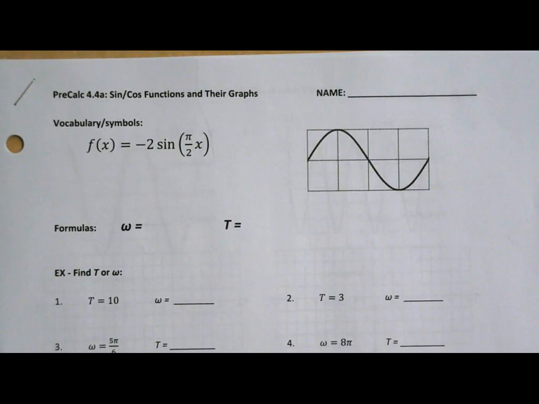Couple disclaimers before we get started. 4.2 is about graphing sine and cosine, and it's going to take us a couple of class periods to get through it. I teach this in a way that's a little bit different from how the book does it. I don't know that I've ever seen another teacher do this exactly the same way, but it seems to work pretty well for my students.